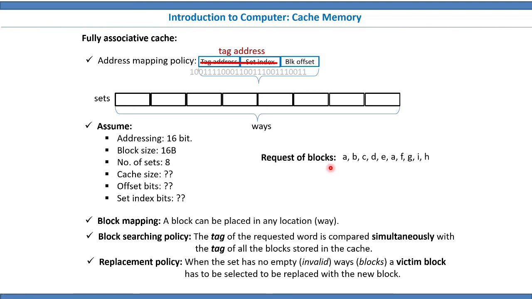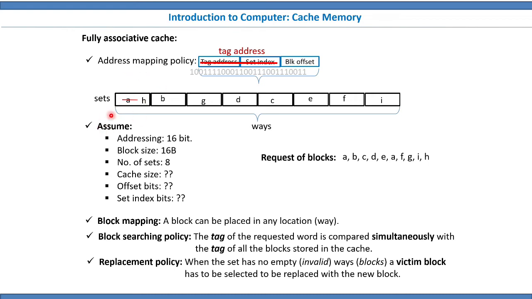If we consider that these are the blocks the core is requesting, then these blocks can be placed in any of these positions whenever there is a free location available. But once this cache is full and a new entry comes, for example if the core requests H, then there is no place left for H, so we have to replace a block. If we go for the LRU replacement policy, meaning least recently used, then A is the oldest block here. So we'll replace A, and in place of A we'll place H. This is the replacement policy.